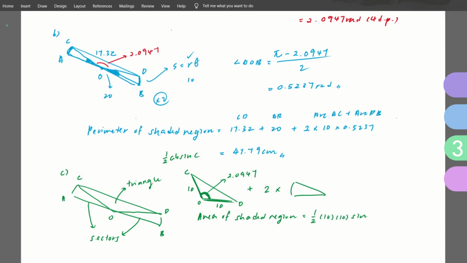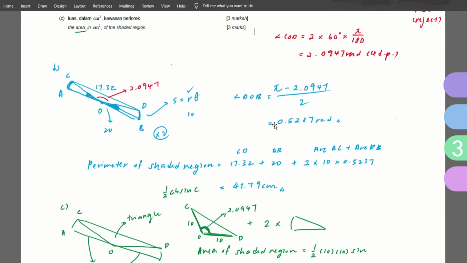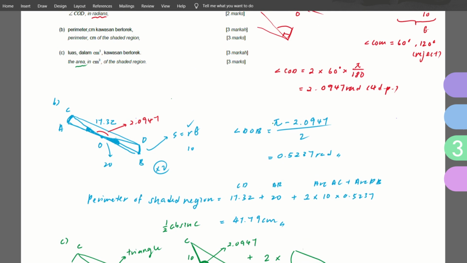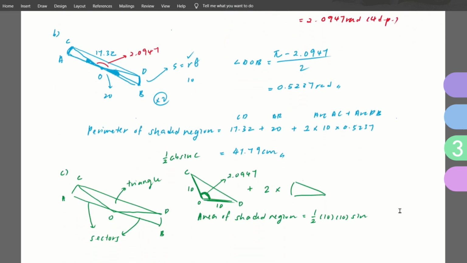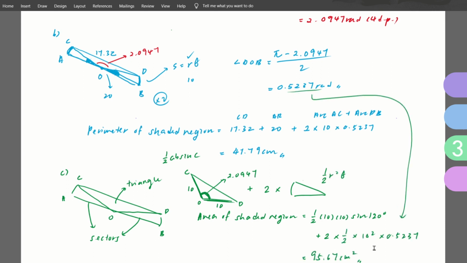However, since this is sine, we need to use the degree format. Here we don't have to calculate because in part A we have already done so. It's 2 times 60, which is 120. Then we add 2 times the area of the sector, which is 1 over 2 r squared theta. With that, we have completed this question.